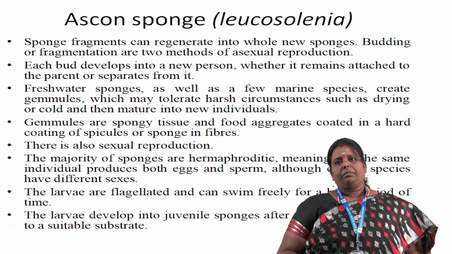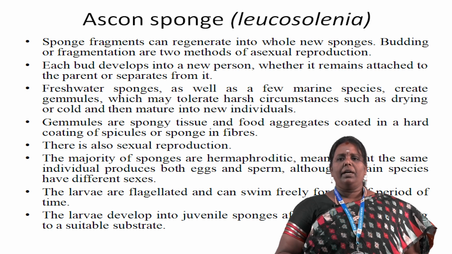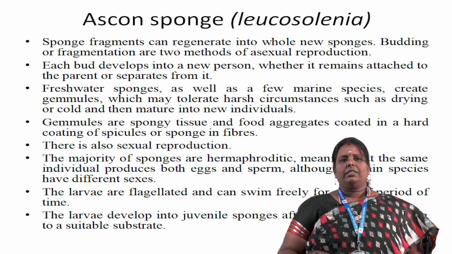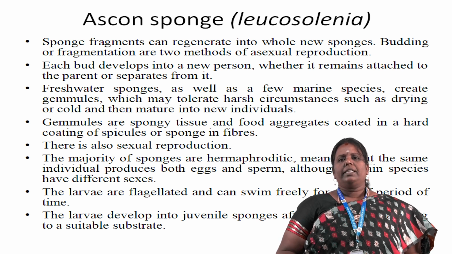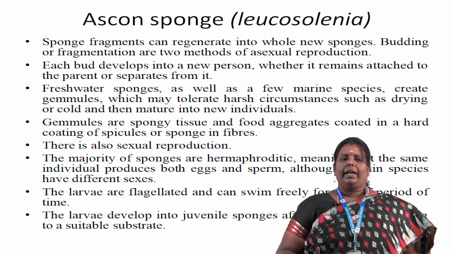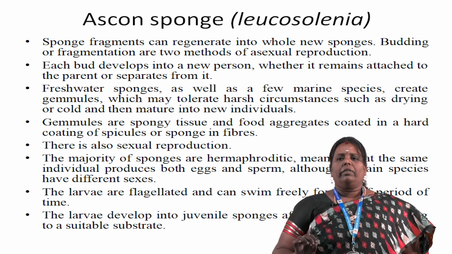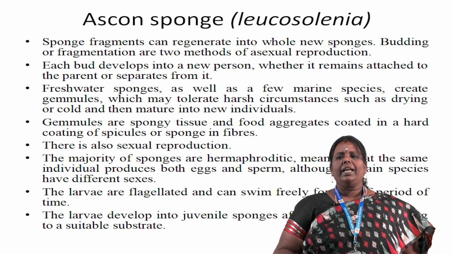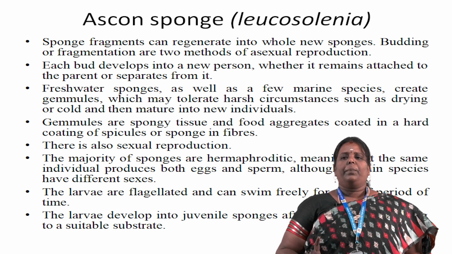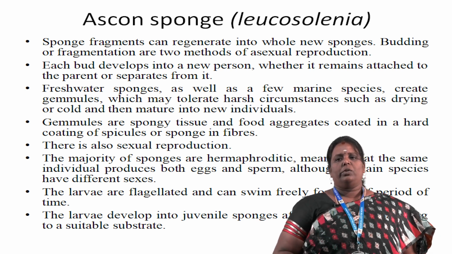Next, sponges can fragment and regenerate into new sponges, in freshwater sponges as well as a few marine species, and gemmules are also formed. That is one of the important characters. The larvae are flattened and can swim freely for a period of time, and the larva develops into the juvenile sponge. That is very important: two types of larva are produced.